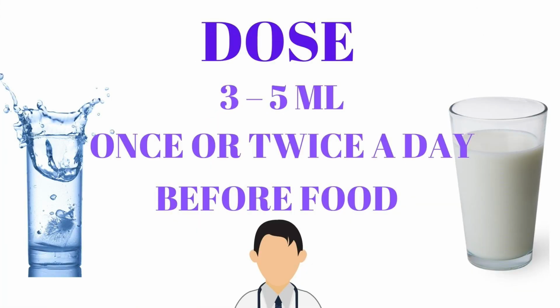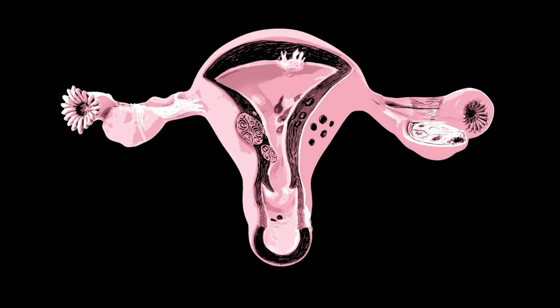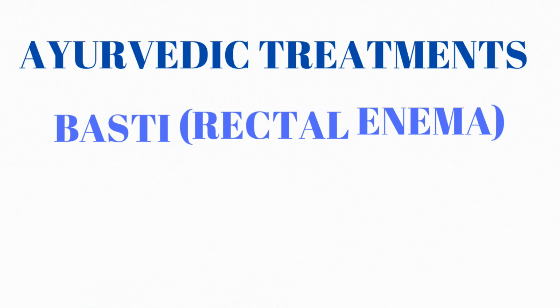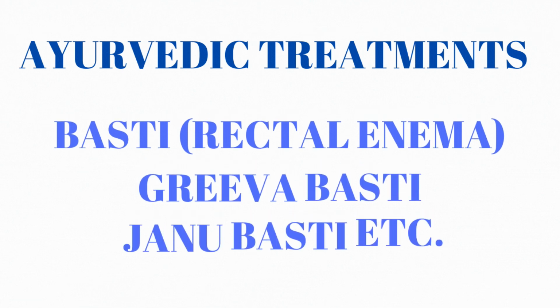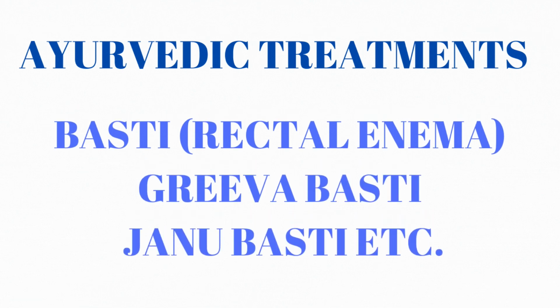Coming to the dosage of this oil, orally it is used in the dose of 3 to 5 ml once or twice a day before food with warm water or warm milk or as directed by Ayurvedic doctor. In gynecological disorders, it is used for vaginal douche. It is used in many Ayurvedic treatments such as BASTI, Griva BASTI, Janu BASTI, etc.